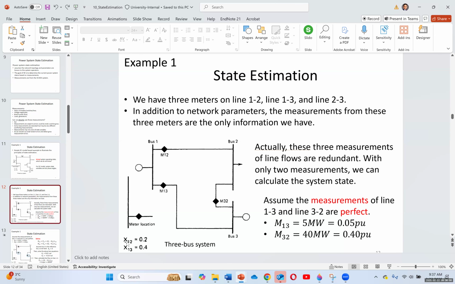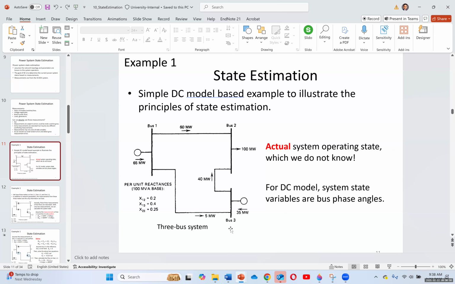And moreover, we have X12 and X13. The measurements from these 3 meters are the only information we have. Actually, these 3 measurements of line flows are redundant. With only 2 measurements, we can calculate the system estimate state. So assume we have the measurements of line 1-3 and line 3-2. So 1-3, if you go back, is 5 megawatts, and 3-2 is 40 megawatts.